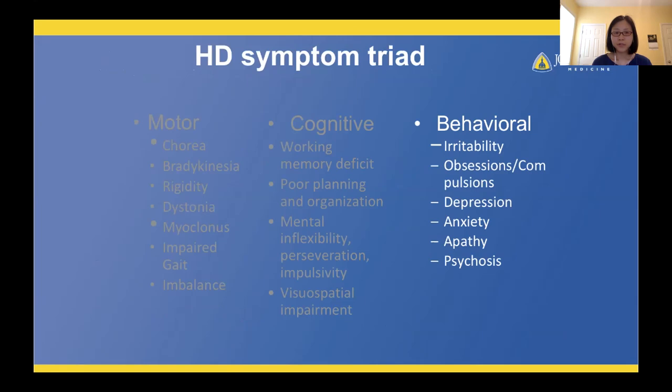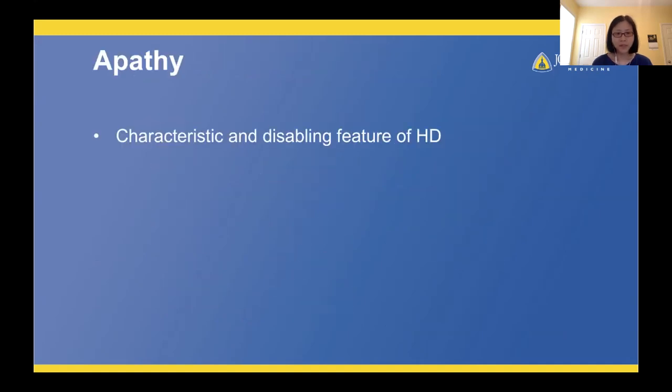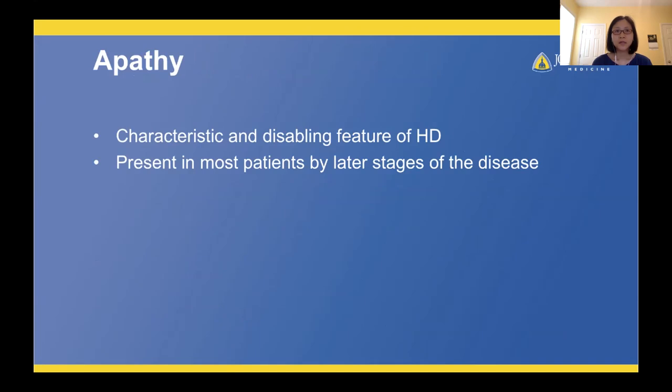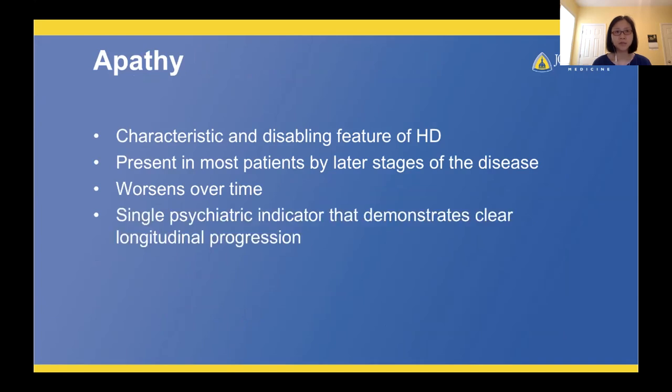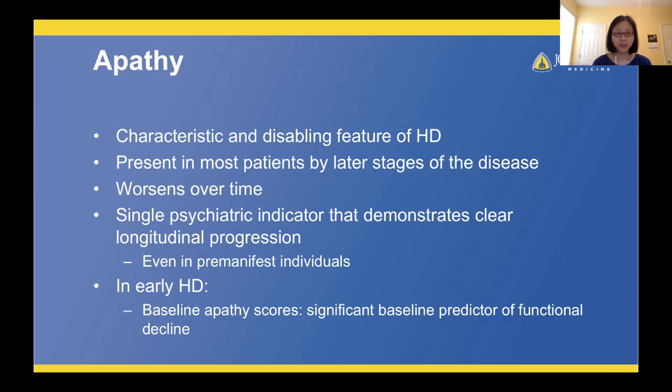And the third of the symptom triad is behavioral or emotional. And these are some of the common symptoms we see. So I'll start with apathy. And this is very commonly found in HD and can be quite disabling. And most patients by the later stages of the disease tend to have apathy as it does worsen over time. And it's the single psychiatric indicator that demonstrates clear longitudinal progression. And you can see it even in pre-manifest individuals. And in early HD, baseline apathy scores is a significant baseline predictor of functional decline.